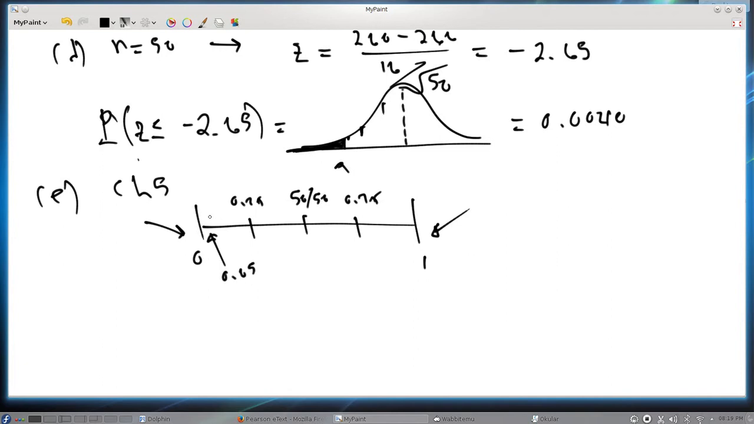Any event that has a probability of 0.05 or less will be regarded as an unusual event, and therefore we can say that in this problem, as obtained in part D, we can conclude that the probability of finding a mean gestation period of 260 days or less, 0.0040, is an unusual probability or an unusual event. That's what we can say.